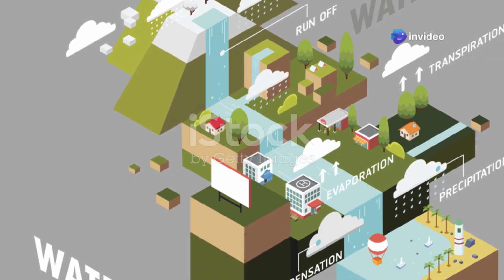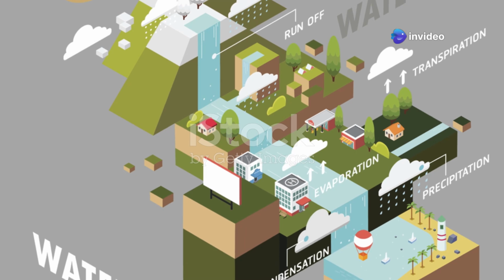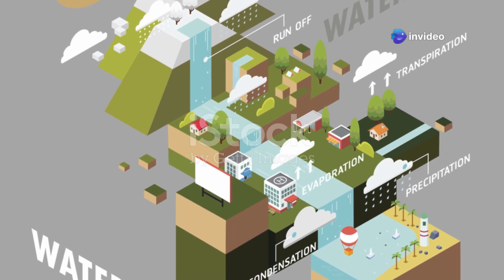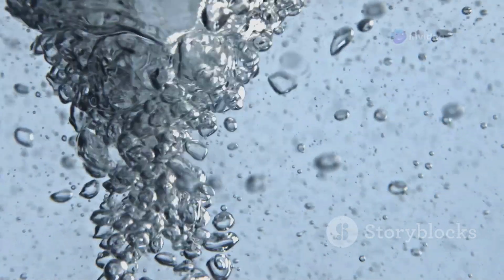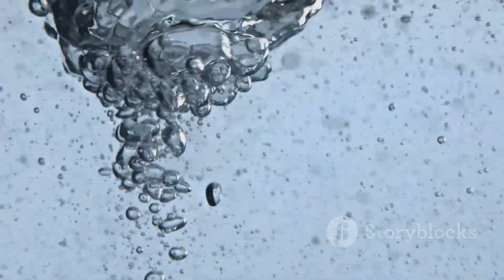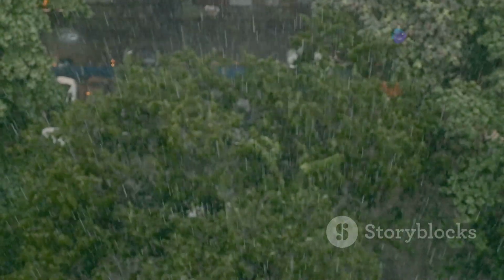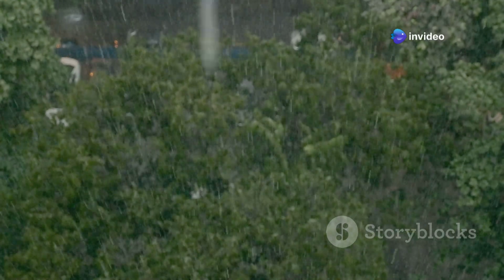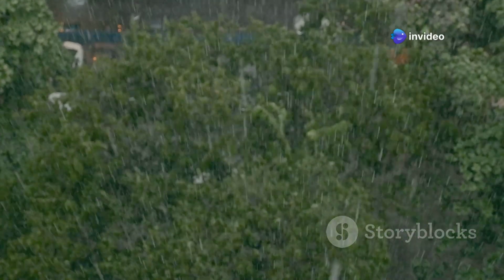Now, if the cloud temperature is above freezing, which is 0 degrees Celsius or 32 degrees Fahrenheit, those water droplets combine and grow. They collide with each other, merging to form larger droplets. When they become too heavy for the air currents to support, they fall as rain. This is why we often see rain during warmer weather.